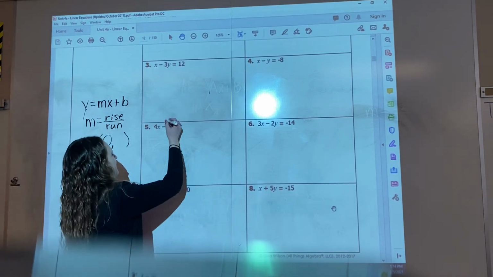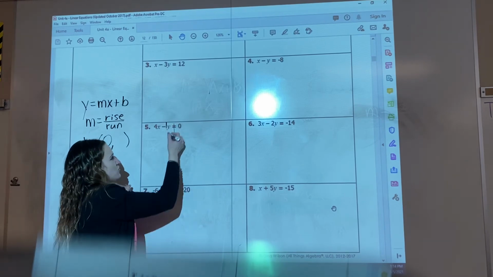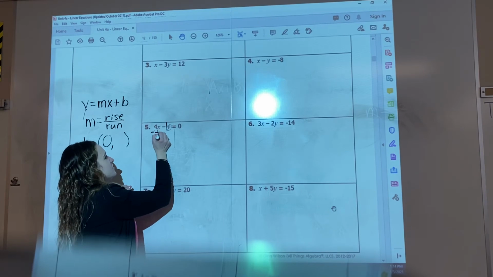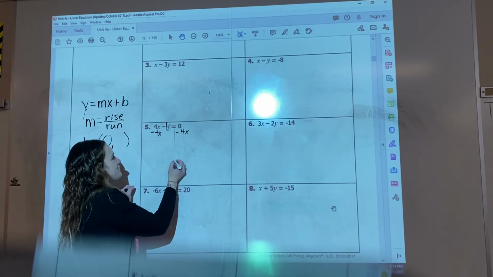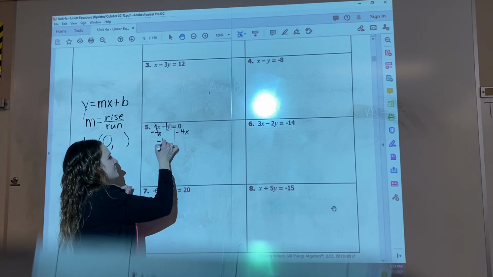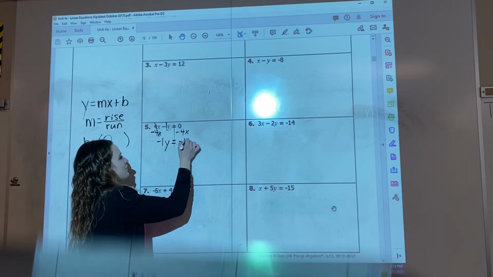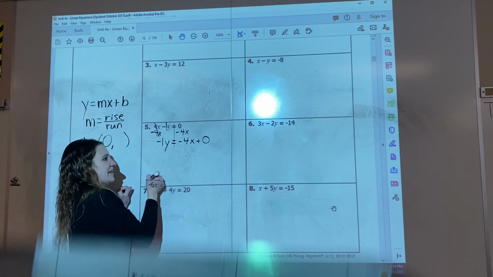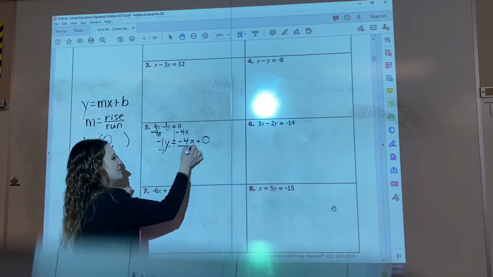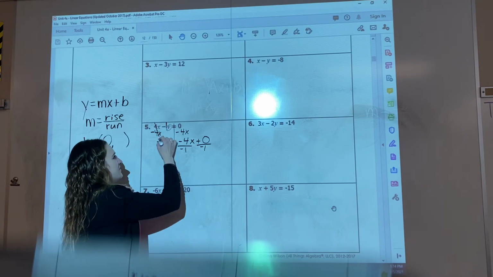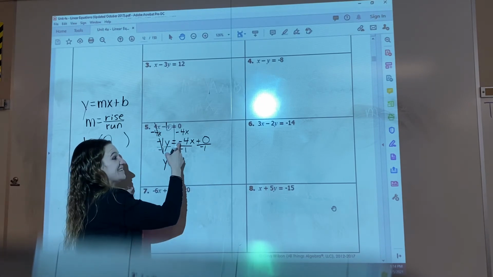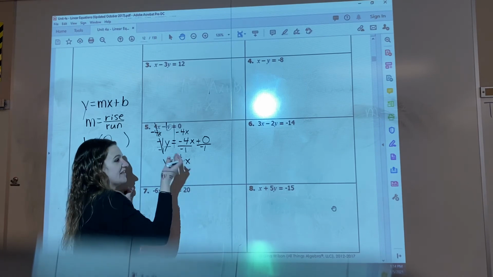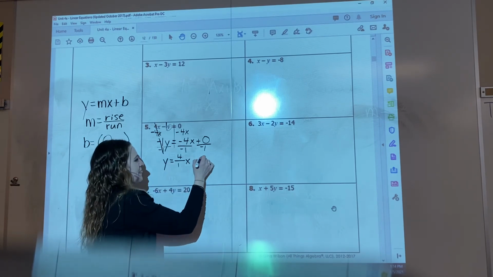All right, number 5. I'm going to try to get this y by itself. I need to get rid of this 4x first. It's a positive, so I'm going to subtract it. It goes away on the left. I drop down my -1y equals -4x plus 0. Next, I need to get rid of the -1, so I need to divide by -1. It cancels out over here. We get y equals negative divided by negative is a positive 4/1x, and then 0 divided by anything is 0.